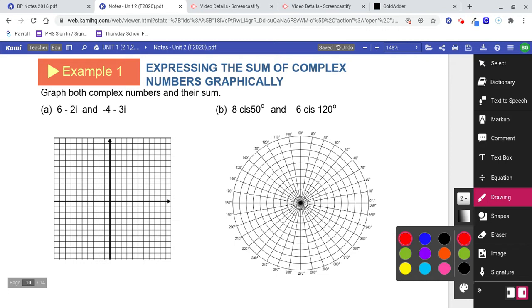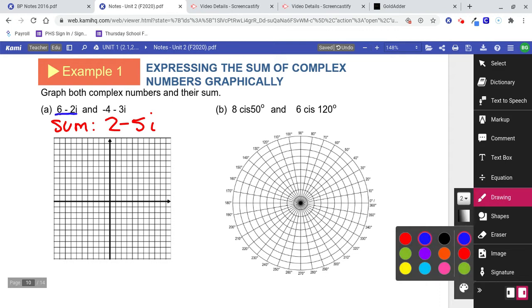And then that's exactly what they want us to do for example 1. Graph both complex numbers and their sum. I'm going to find the sum first. The sum, add the like terms. 6 plus negative 4 is 2. Negative 2i plus negative 3i is negative 5i. So that's going to be the sum. But I'm going to graph the two vectors and their sum.